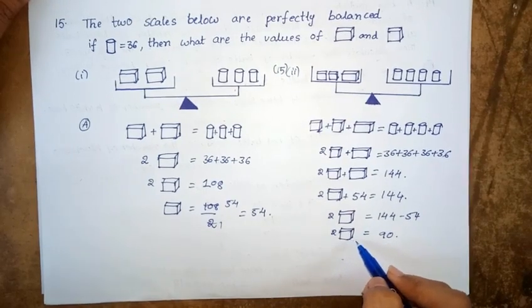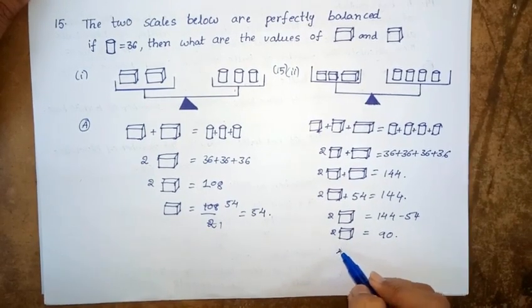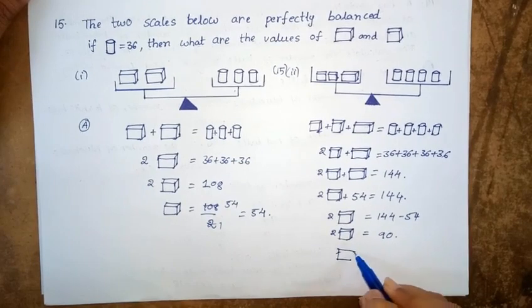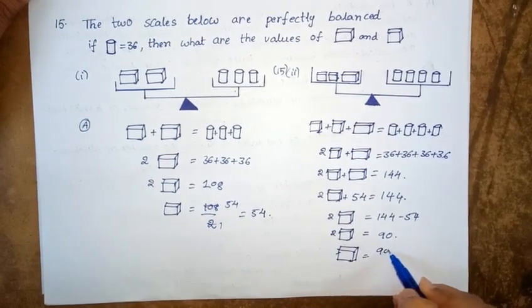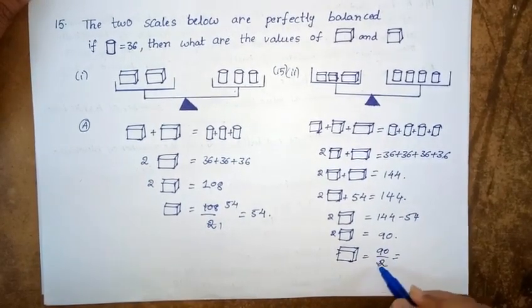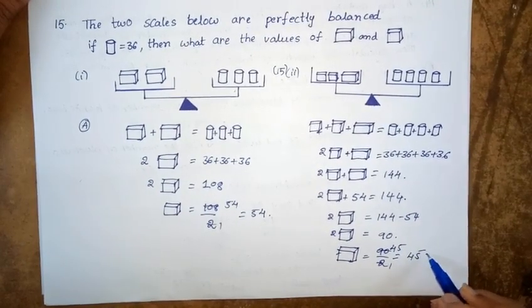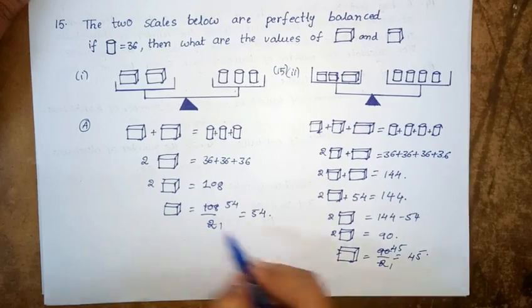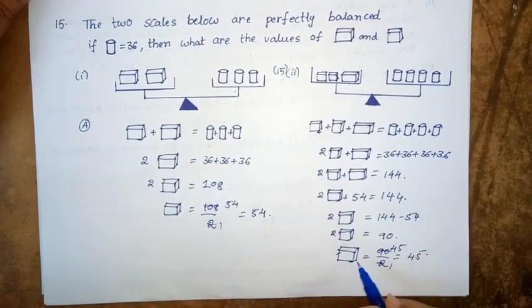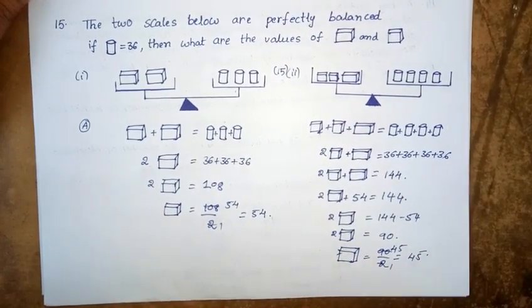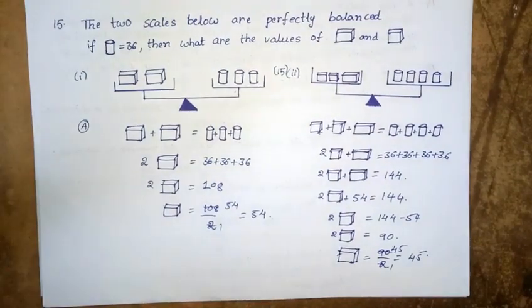Find out the square shape value. So square shape is equal to 90 by 2. 2 forty-fives are 90. So that is equal to 45. So rectangle equals 54, square shape equals 45. So this is the solution for the 15th problem.